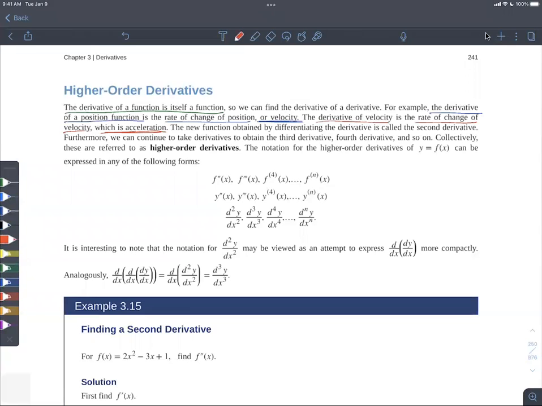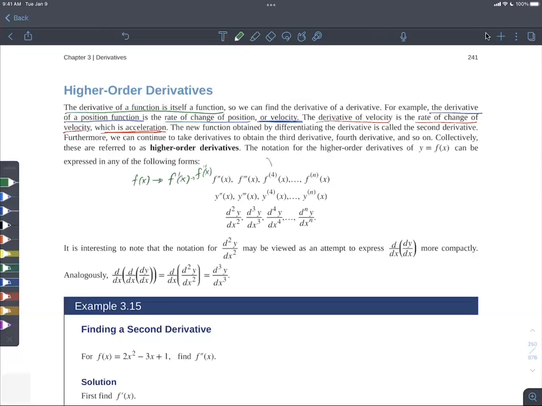The new function obtained by differentiating the derivative is called the second derivative. Furthermore, we can continue to take derivatives to obtain the third derivative, fourth derivative, and so on. Collectively, these are referred to as higher order derivatives. The notation for the higher order derivatives of y equals f of x can be expressed in any of the following forms. And so if you like the f prime notation, for f of x the first derivative was f prime of x. So the second derivative can be written as f double prime of x, and so on.